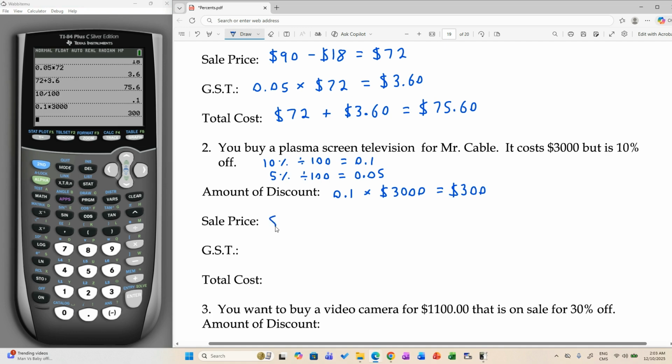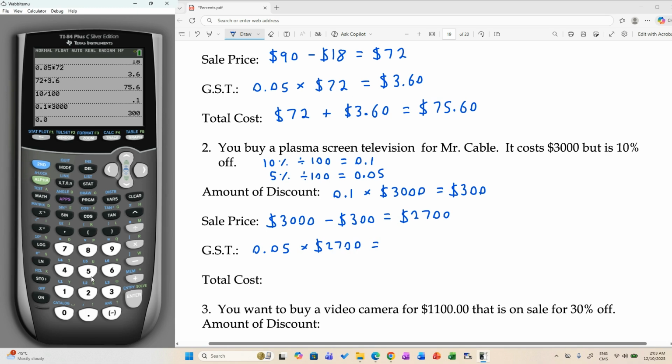So my sales price should be the original price, which is $3,000, minus my discount, which is $300. So the price that I have now after the discount is $2,700. So for GST, I'm basically finding 5% of my sales price. So 5% is 0.05, hence I write 0.05 here. I'm simply going to multiply it by my sales price. Let's see what I get. 0.05 times $2,700.